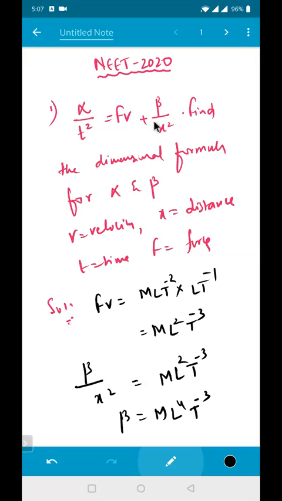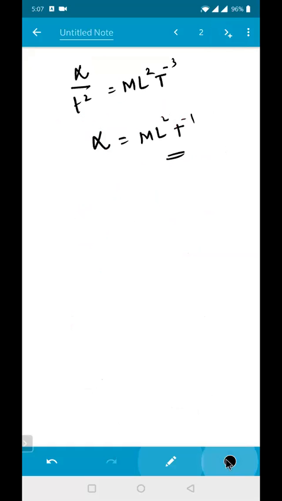So we can add or subtract only those physical quantities which have the same dimensions. The remaining everything is the same way. How do you do the dimensional part of a relation? So let us go to the next question right now.